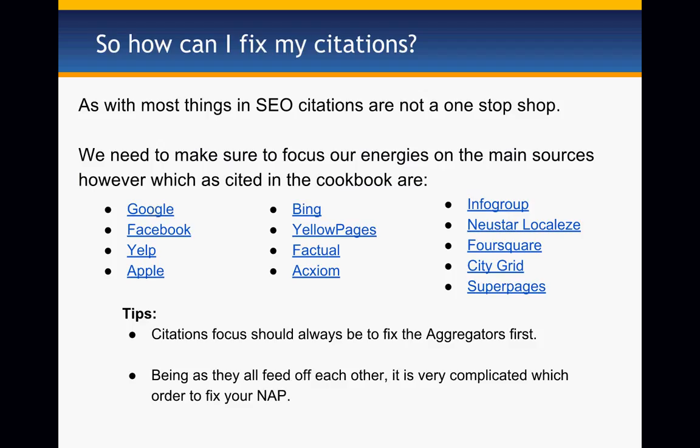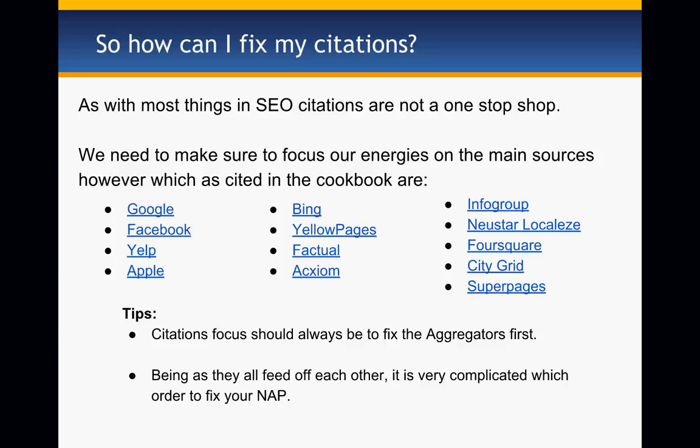Okay, so now the question is, how do I fix my citations? As we know, citations are not a one-stop shop, right? We still need to focus our energies on the main sources. So, in our cookbook, that's why I took the information, because it's very hard to know based on domain authority and the ease of using it, but the cookbook seems to be a really good way of doing it. It's got all the ones here that are the 4 aggregators plus the easier ones to do. I wonder if they're more reliable. Could be.